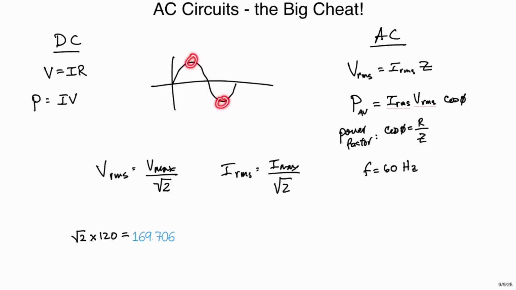So that means in 1/60th of a second, it's got to go through the whole thing, which means 2 times in that cycle, it's reaching that 170 or negative 170. But there's also 2 times where it's 0.